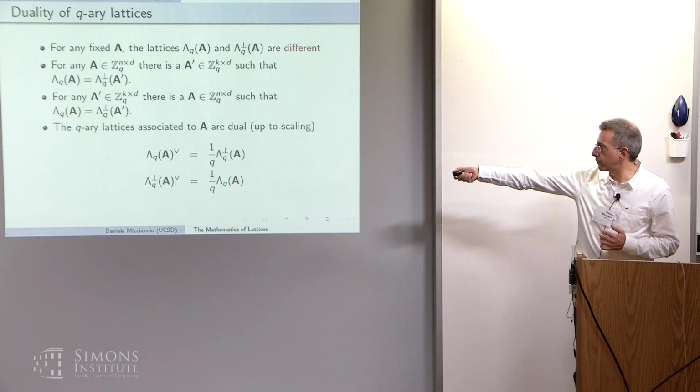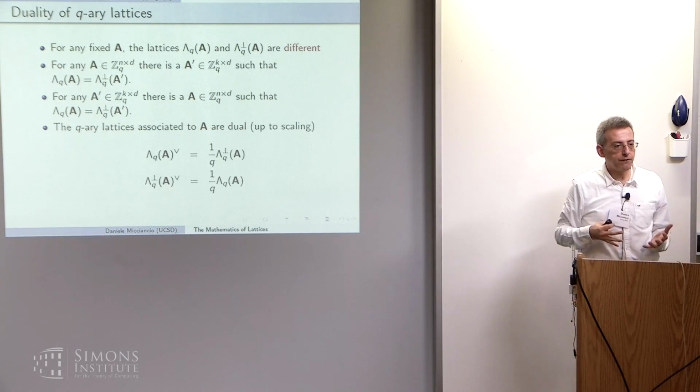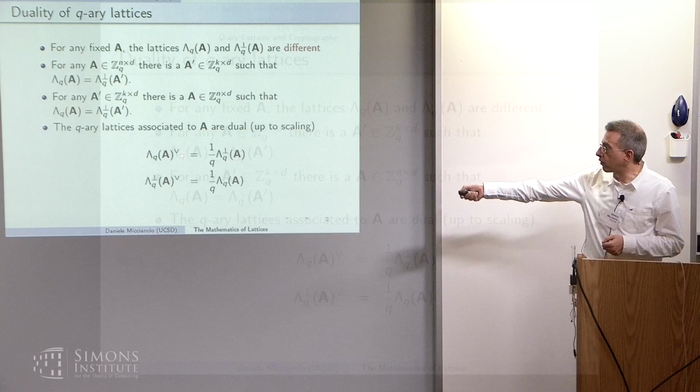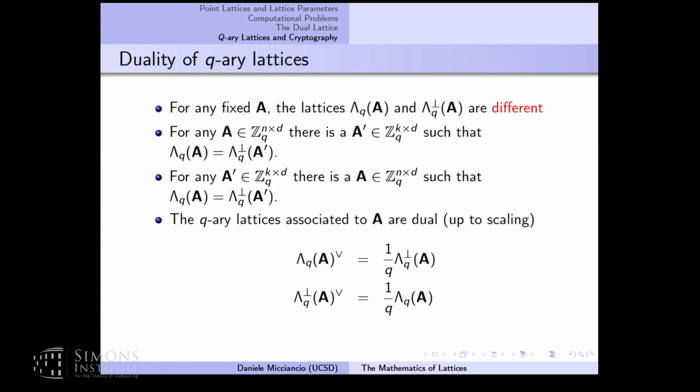Now, what is the relation? If you fix the same A, you get different lattices. What is the relation between these two lattices? They are exactly the dual of each other up to scaling. So the dual of the lattice generated by A is the version scaled by a factor Q of the kernel of A. You can see this because when you take something modulo Q and then you divide it by Q, you get something which is modulo 1. So you are saying that integers go away, and that was the definition of the dual lattice. Similarly, if you take the dual of the kernel modulo Q of a matrix, that's the scaled lattice generated by A modulo Q.